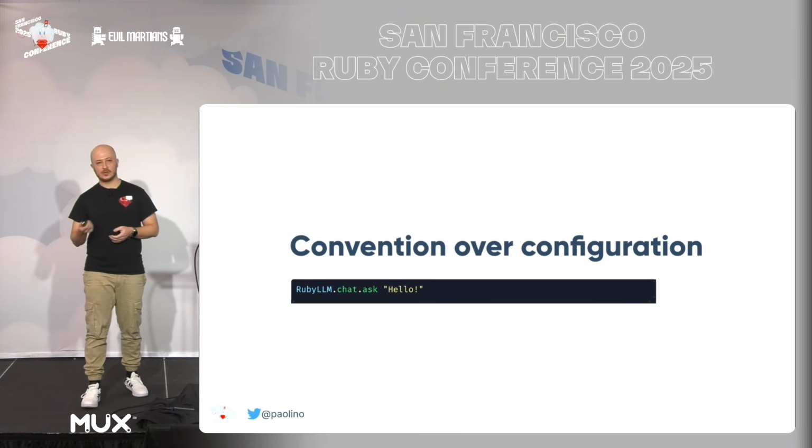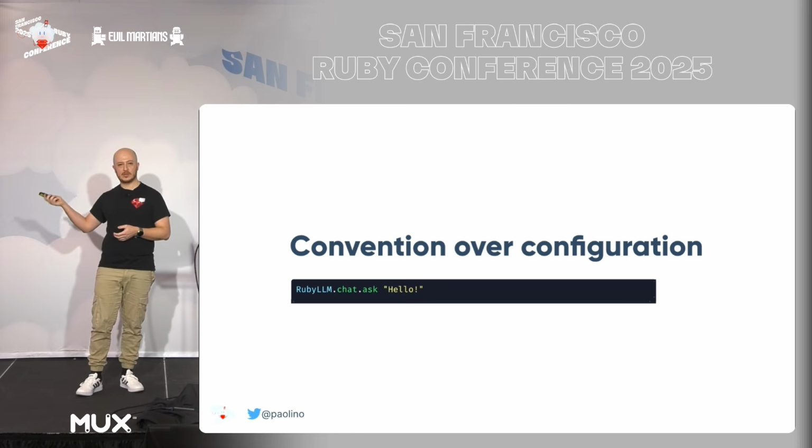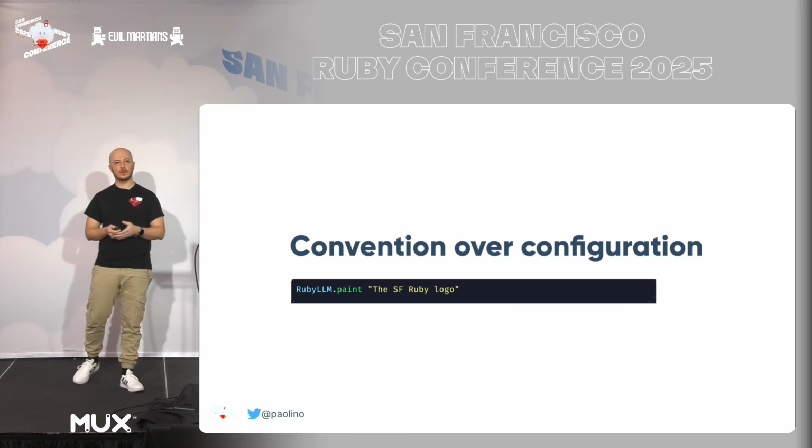So let's look at convention over configuration now. Well, this is how you can chat with a model. This is how you can paint an image using another model. You can see that there is no model names, there's no provider names. We all have default providers, default models, so you can get coding really quickly.